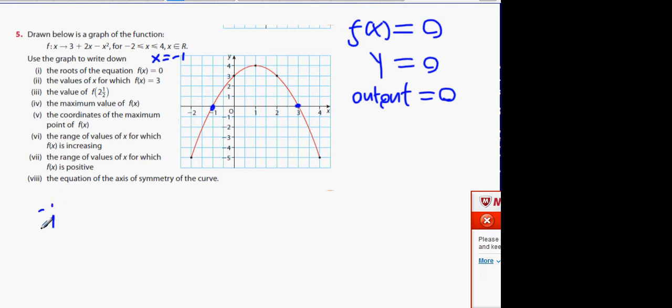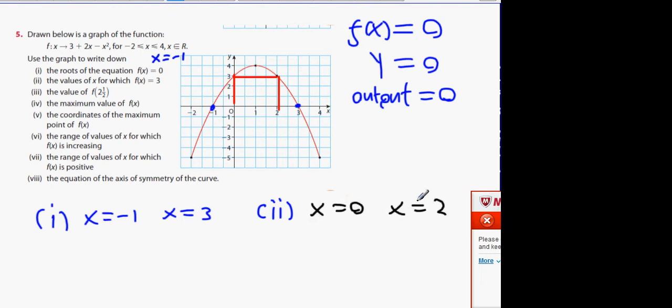Oh, sorry, I'll do it down here. Okay, what about the next one? f of x equals 3. Anybody? f of x equals 3. 0 and 2. So x equals 0, x equals 2. Okay, find the value of f of 2.5. Where is f of 2.5 located? And so this means the input is 2.5, find the output.